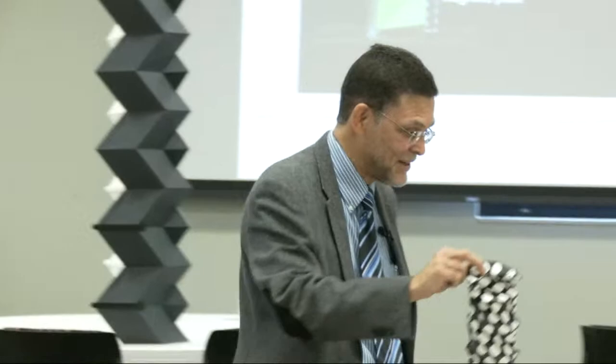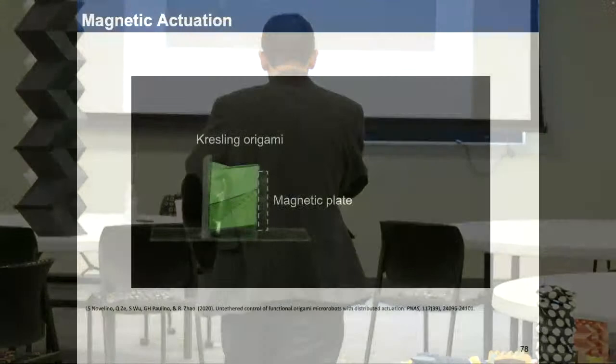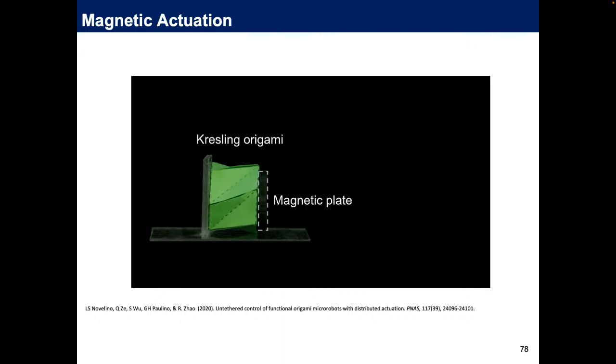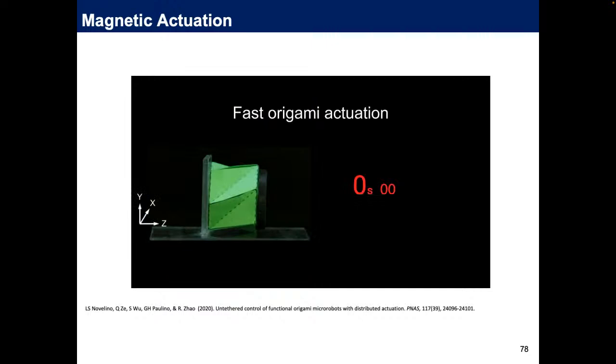And what we did was to put, here is the Kresling made of paper. We put a magnetic plate here. And then we have the magnetic field. And then what you see is we can actuate each unit. I am showing this again and again, because you can see that it's very fast. And now I am going to show it 20 times slower.